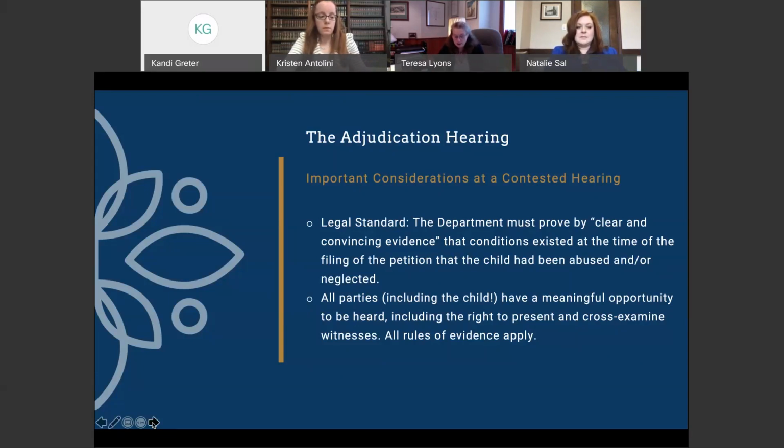Now, the rules of evidence apply. I would say that relatively loosely. However, it is important that counsel can raise hearsay objections and other kinds of objections during an adjudication hearing.